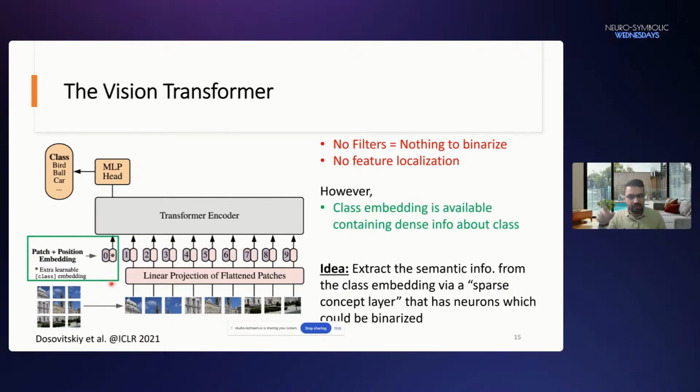So what if we could extract the semantic information from this class embedding vector? This has been explored a bit in terms of LLMs with sparse autoencoders. So we use a similar idea here, where we added another linear layer, a sparse concept layer, that has neurons which could then be binarized. The whole idea is that we want a layer that gives us outputs that are as binary as possible, so that we can use those outputs as input to FOLD-SE-M to generate a rule set.